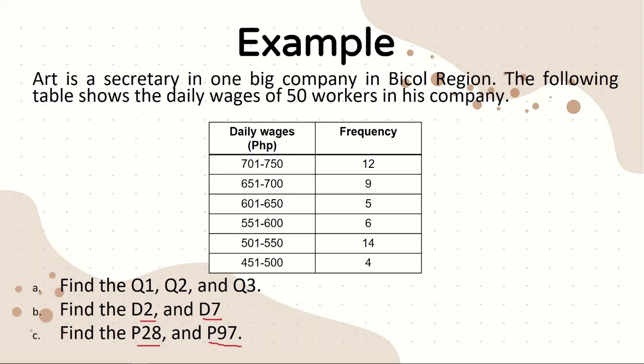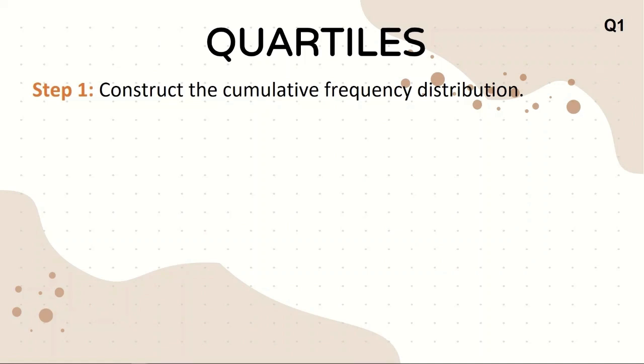So let's first find the quartile 1, quartile 2, and quartile 3. So here is the solution for our example. So unahin natin yung quartiles. Find the first quartile. We have to use the steps in calculating the quartiles, deciles, and percentiles in solving the grouped data. So we have only to follow the steps.